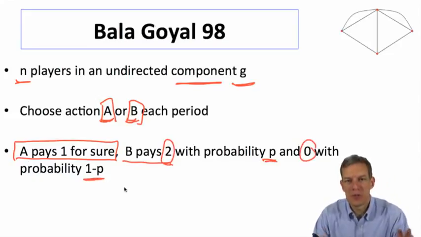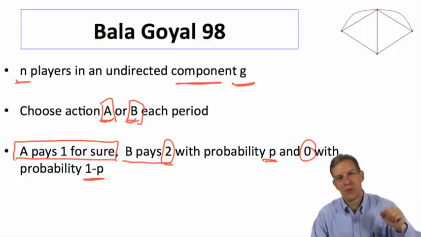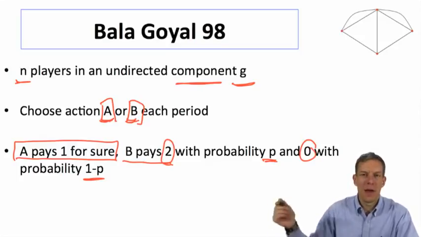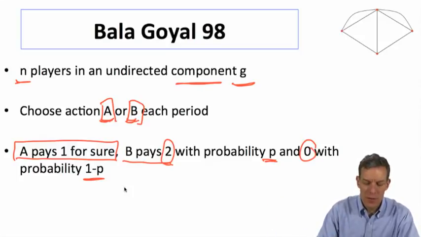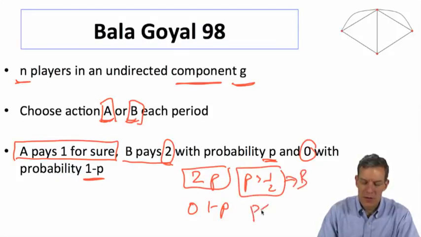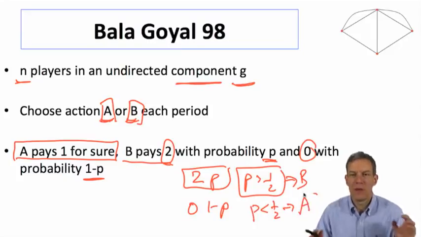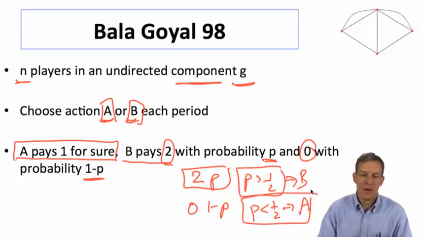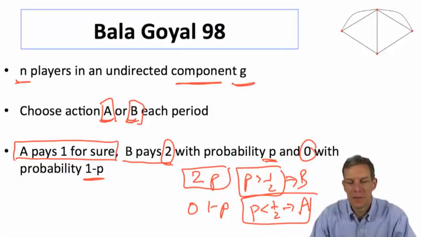Okay? And let's suppose, to make things simple, that people don't mind risk, so they just care about the expected value. They know they can get 1 from choosing action A, and action B is either going to pay off 2 with probability P or 0 with probability 1 minus P. So B is better if P is bigger than a half, since the expected value is then bigger than 1. Then they should choose B. But if P is less than a half, then they should choose A. Right? So very simple setting.